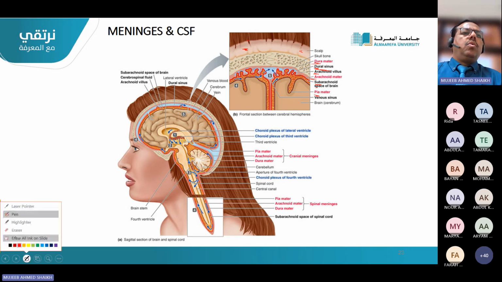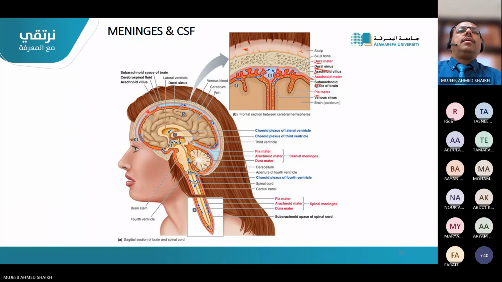It is present all over. You will see it around the brain as well as around the spinal cord. These arrows show that this fluid is around the spinal cord also. CSF is present around the brain, acting as a shock absorber, and around the spinal cord. It lies between the arachnoid and the pia mater.